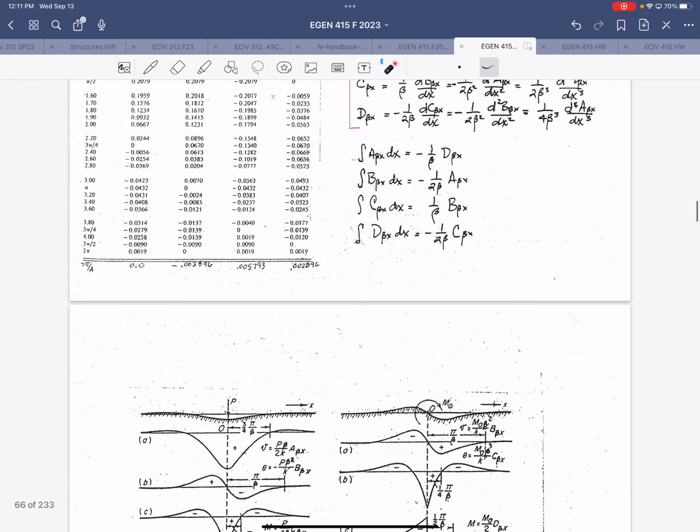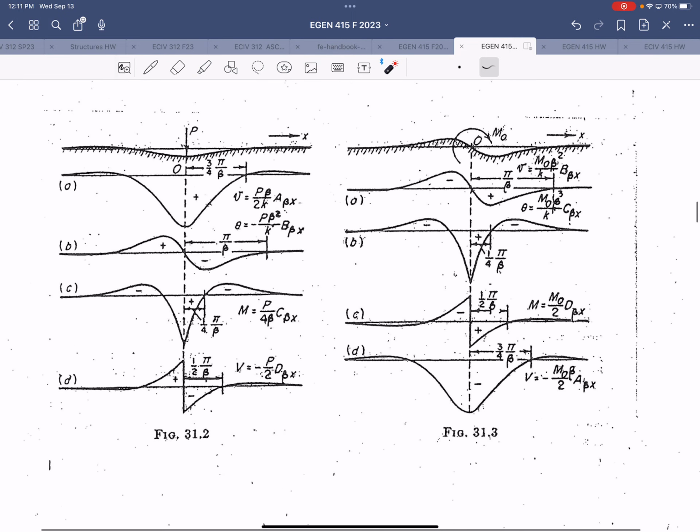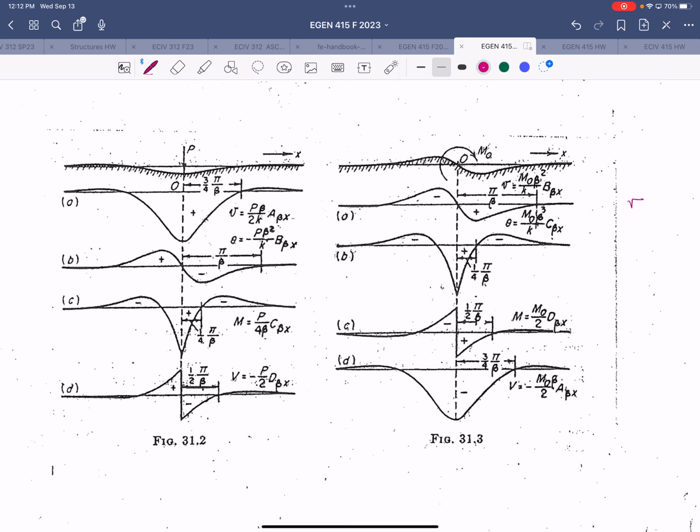All right. So then the next handout sheet shows the effects of a beam on elastic foundation due to a point load on the left side and a moment on the right side of the page, right? So this is an infinite beam, and we have the deflection shown in the first plot below the beam, the slope shown in the second plot, and then moment in the third, and shear in the fourth.